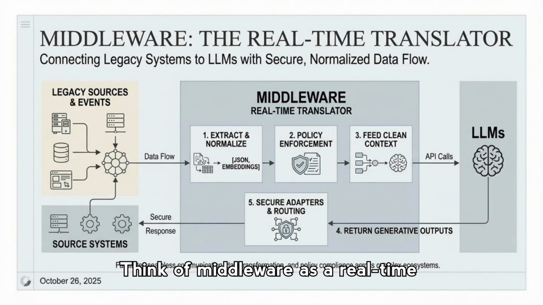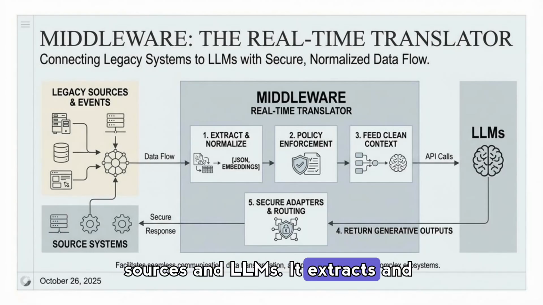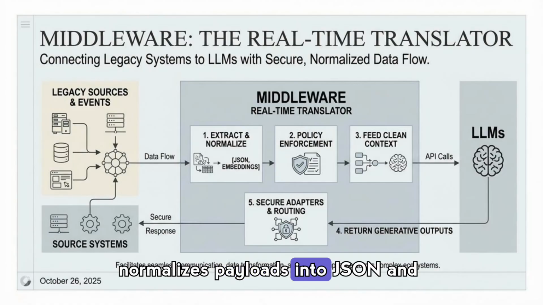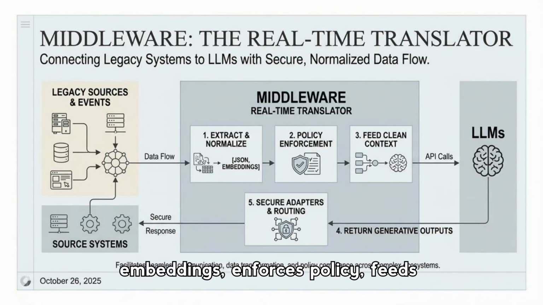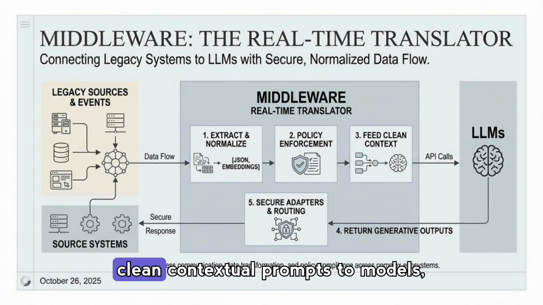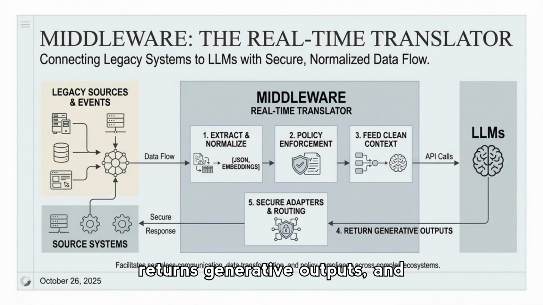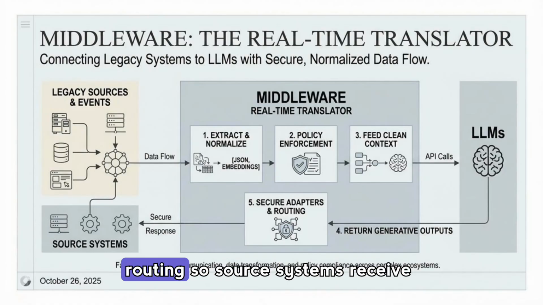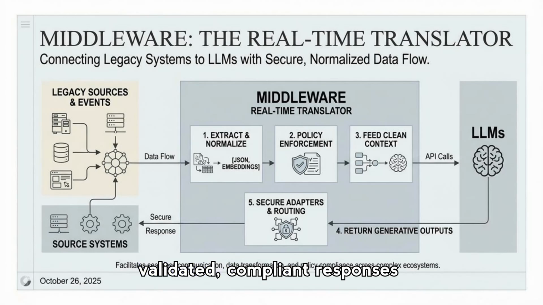Think of middleware as a real-time translator that bridges legacy sources and LLMs. It extracts and normalizes payloads into JSON and embeddings, enforces policy, feeds clean contextual prompts to models, returns generative outputs, and manages secure adapters and routing so source systems receive validated, compliant responses without exposing sensitive data or breaking downstream workflows.